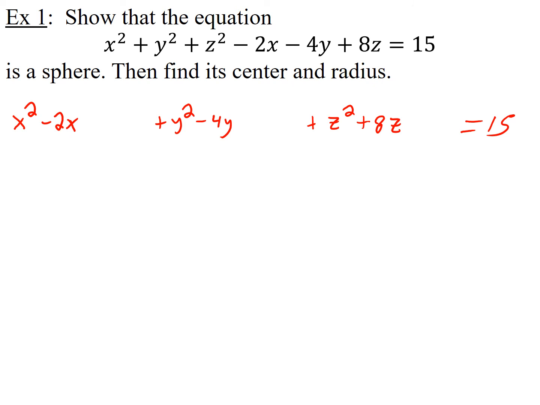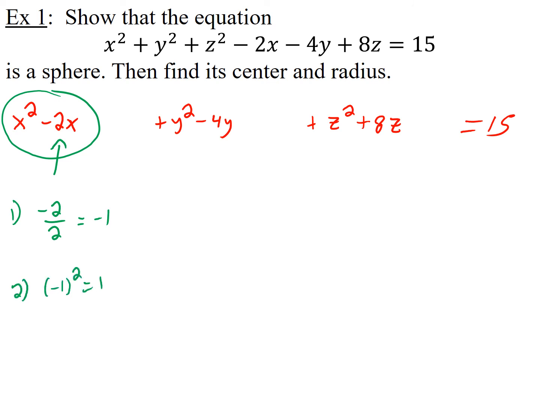Okay, I want this to be something squared. The way we do it is we have to add a number to it. And we know how to do it. You take the number in front of the x and do 2 things to it. First, you divide it by 2. So take the number in front of the x and divide it by 2. So you get negative 1. And then you're going to square the negative 1. And you get 1. So we're going to add 1 to it.